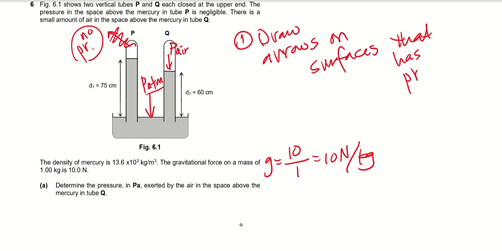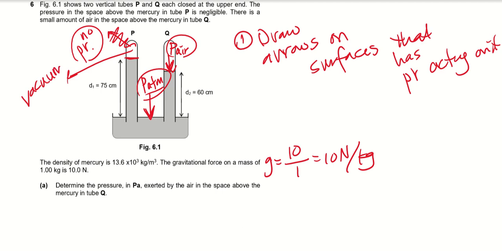That has pressure on it, acting on it. Okay, so we have done that. This is PATM, this is P air on these two surfaces. Okay, over here no need because it is vacuum. So over here is vacuum, negligible pressure.